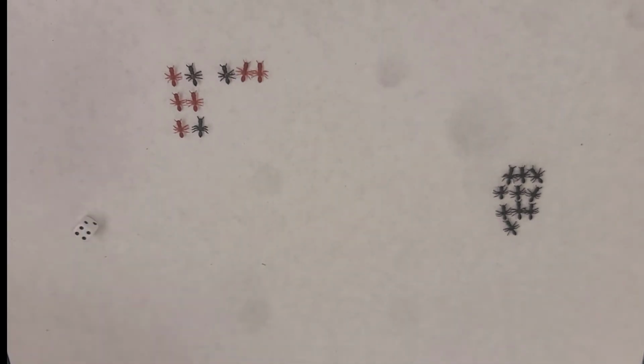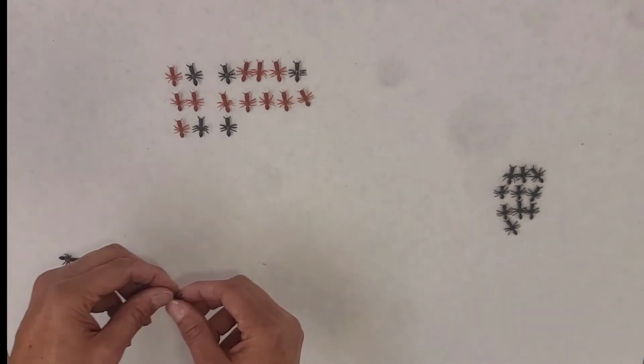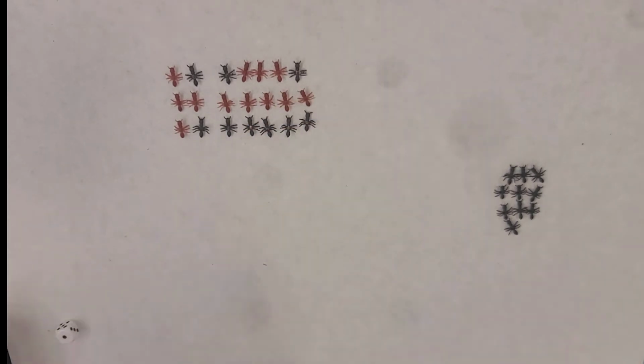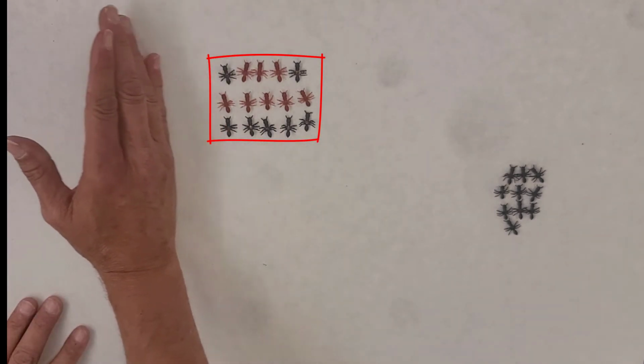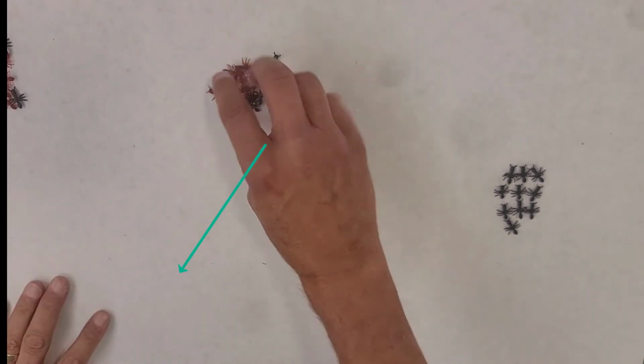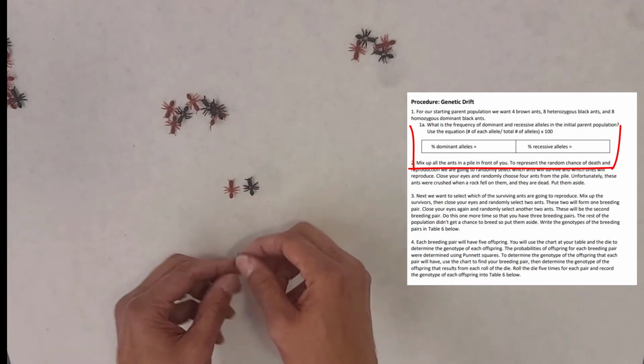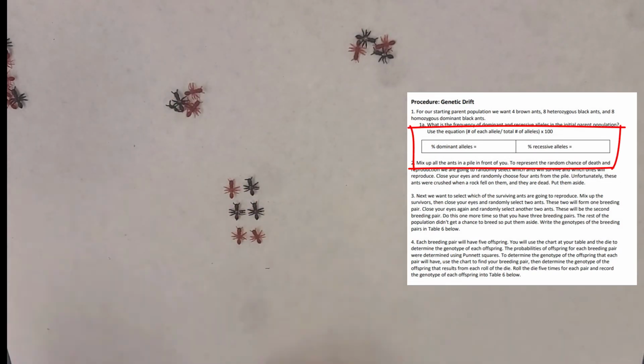Okay, so if I speed that up, this is my first generation right here, the 15 offspring from my original pair. So these 15 ants represent generation 1 and go on this chart, and I can use those individuals to calculate the frequency percentage of alleles of the dominant and recessive. And then using that pile of ants, I do the same thing.